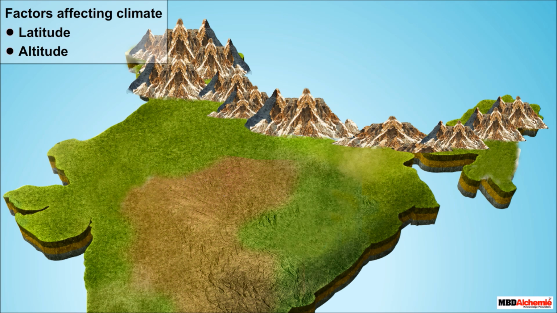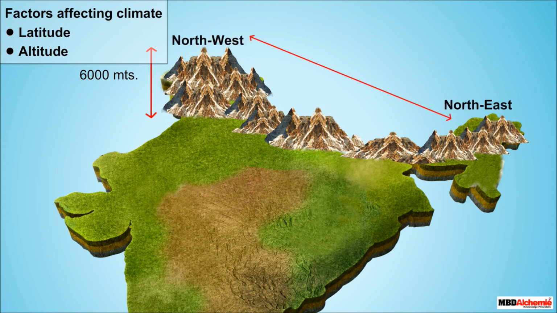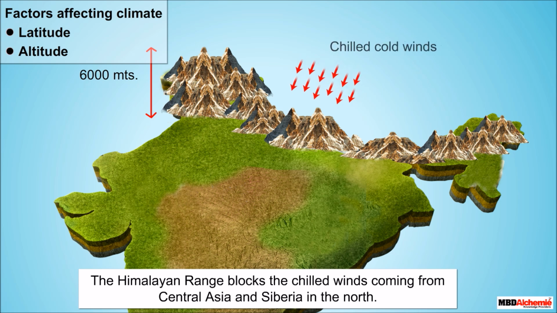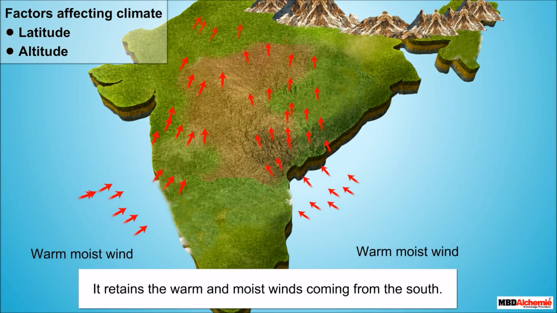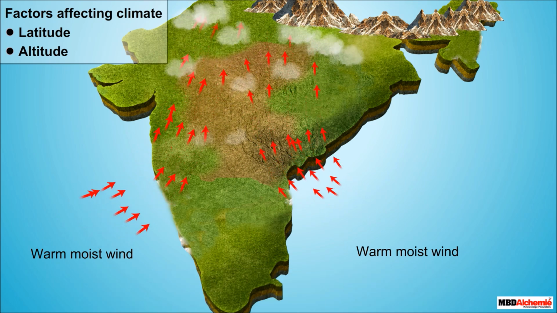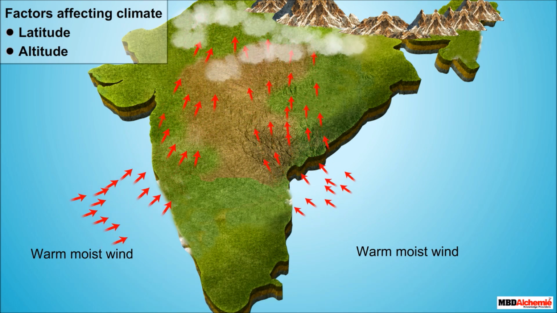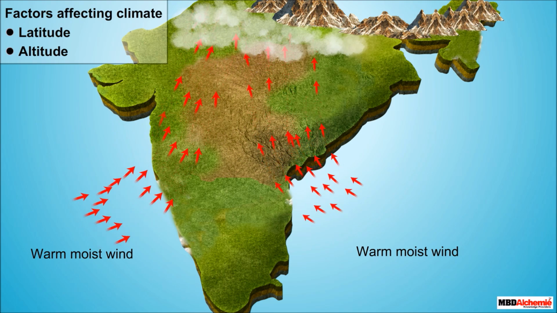The Himalayan Range, standing to the north of India, has an average height of 6,000 meters. This range extends from northwest to northeast of India. It blocks the chilled cold winds coming from Central Asia and Siberia in the north. On the other hand, it retains the warm and moist winds coming from the south. Thus, India, especially in the northern part, does not have an extreme cold or dry winters like Central Asia.